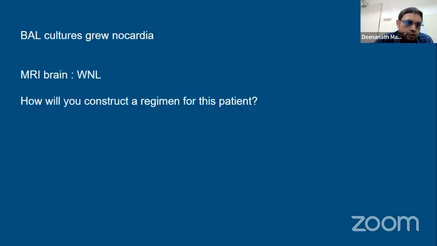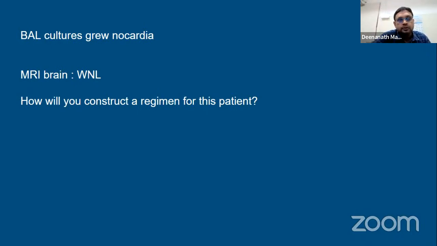So his bile cultures actually grew Nocardia. His MRI brain is within normal limits. So how will you construct a regimen for this patient? Again, as I mentioned, the best time to get all the workup is upfront. So definitely I want to know the extent of involvement. Because he's an immunocompromised patient, I want to know whether this Nocardia is disseminated.